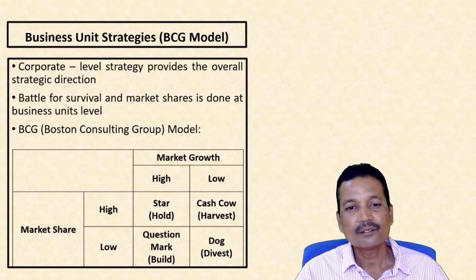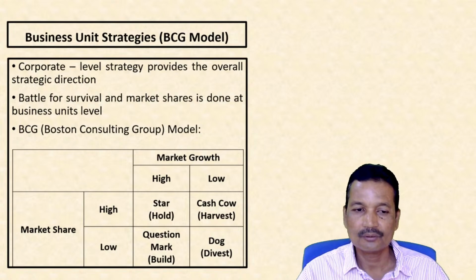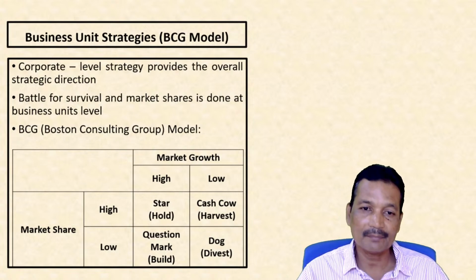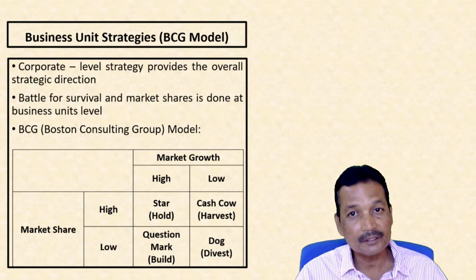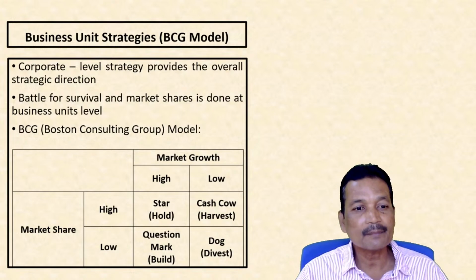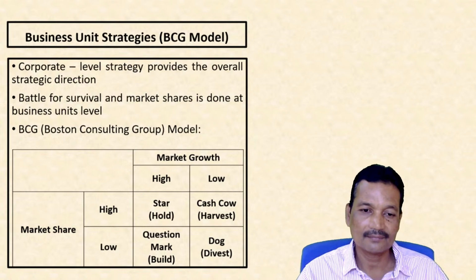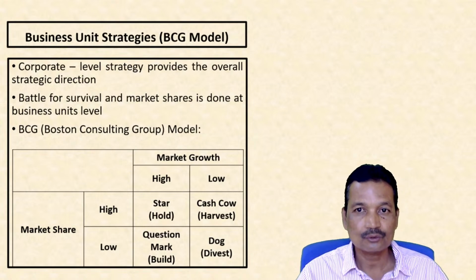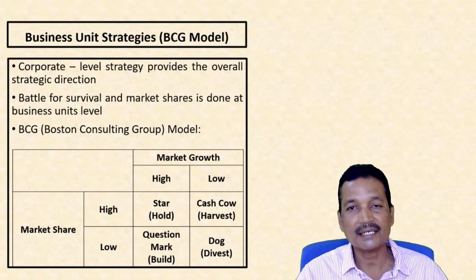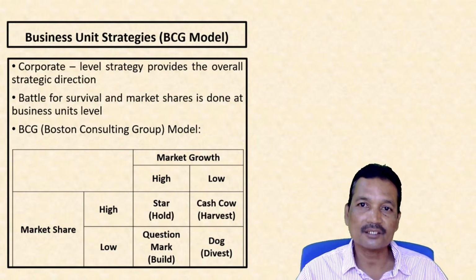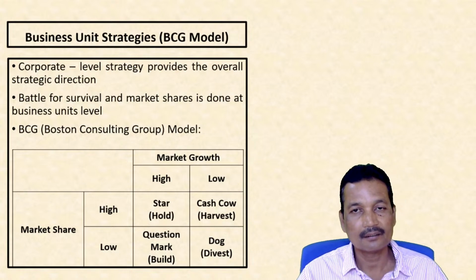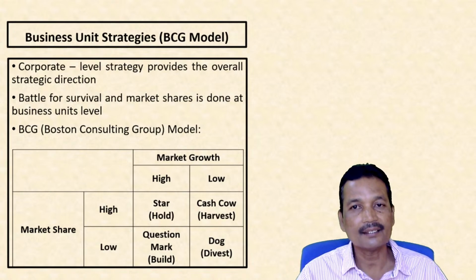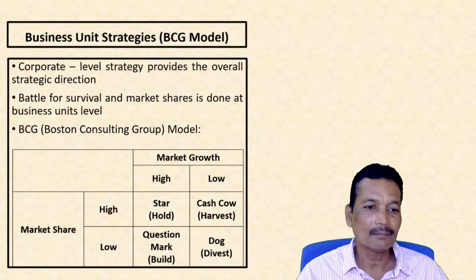Low market share, high market growth. The market growth is there, but we are not having market share. Then obviously the question is how we can improve upon the market share: the question mark. So we have to improve. That means we have to undertake research and development activities in order to build upon our lacunas, and we can increase our market share.